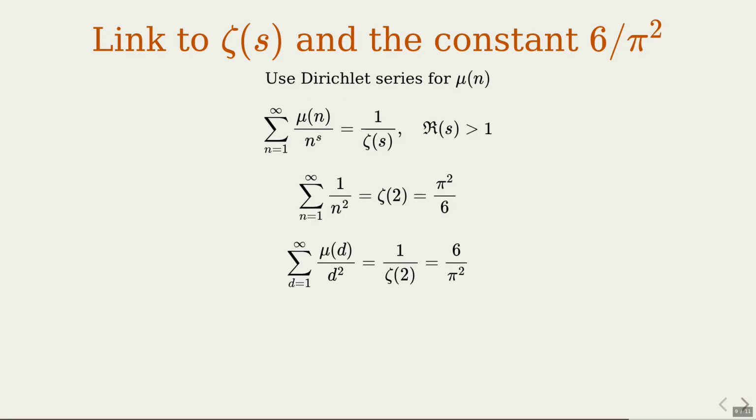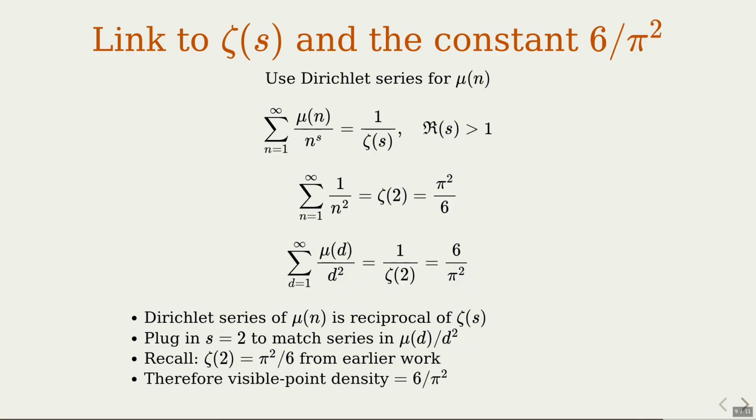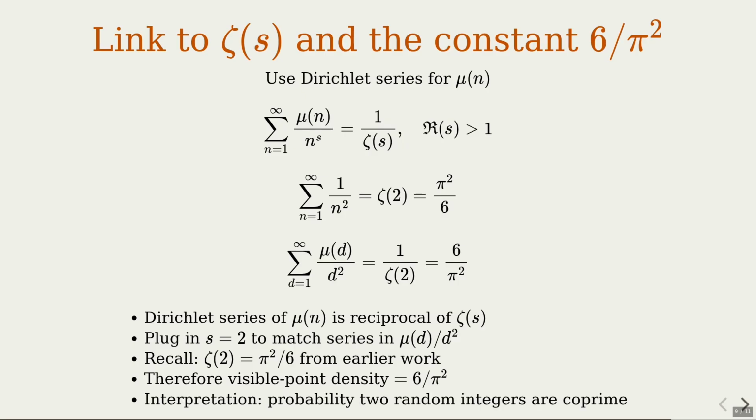The Dirichlet series of mu of n is the reciprocal of zeta of s. So the limiting fraction of visible lattice points in a large square is 6 over pi squared, and that is the same as the probability that two randomly chosen positive integers are coprime. Plug in s equals 2 to match the series in mu of d divided by d squared. Recall that zeta of 2 equals pi squared over 6 from earlier work. Therefore, visible point density equals 6 over pi squared. Interpretation: the probability that two random integers are coprime.